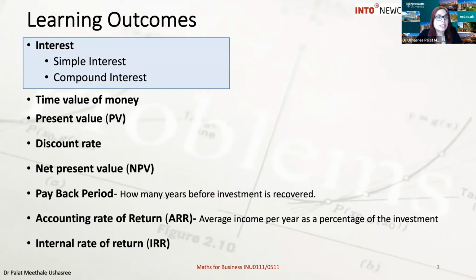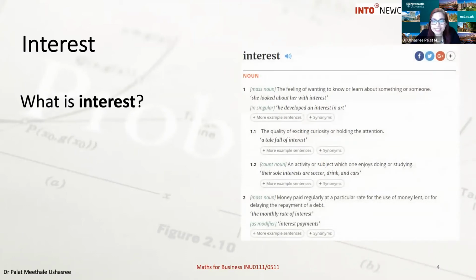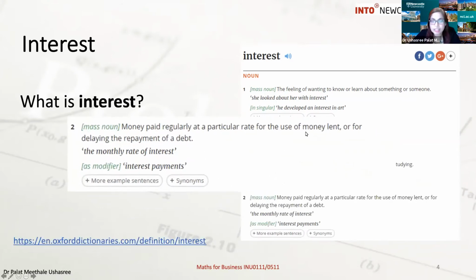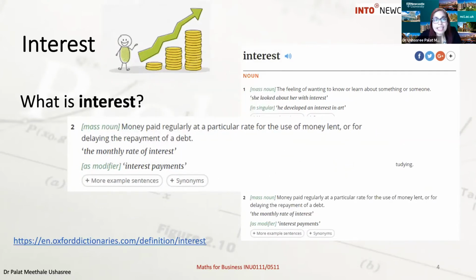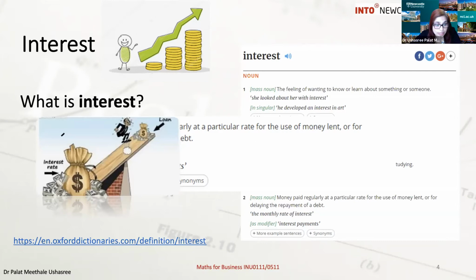So let's start with simple interest and compound interest. So what is interest? When you look for this word interest in the dictionary, it's very funny, isn't it? You come across these definitions, yeah? But what we are talking about is not the interest you have. We are talking about this interest, isn't it? It is money paid regularly at a particular rate for the use of money lent or for delaying the repayment of a debt. That's the interest we are talking about, and that's what we did in week 2, isn't it?